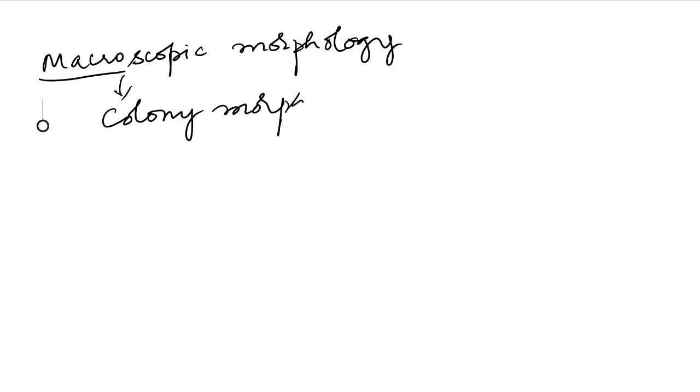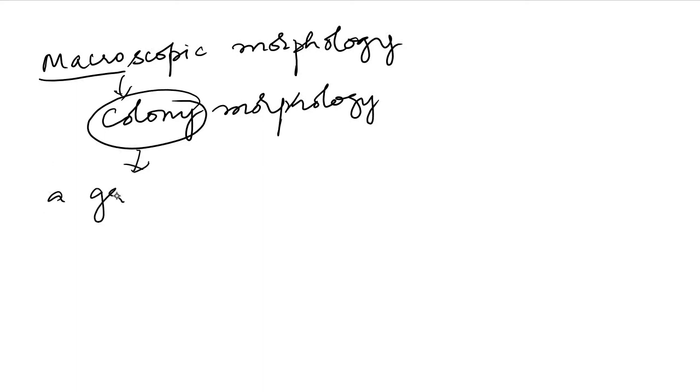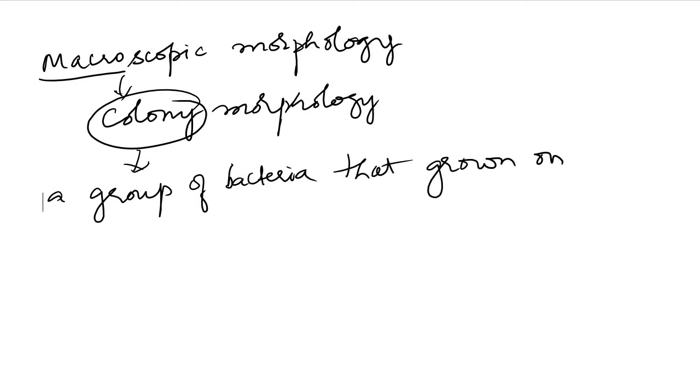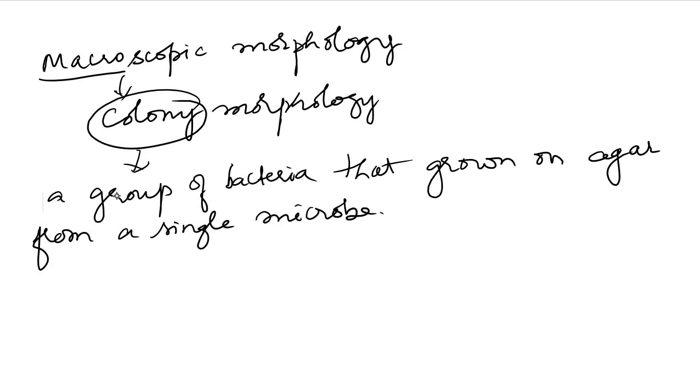What is a colony now? This term colony refers to a group of bacteria that have grown on agar from a single microbe or microbial cell.